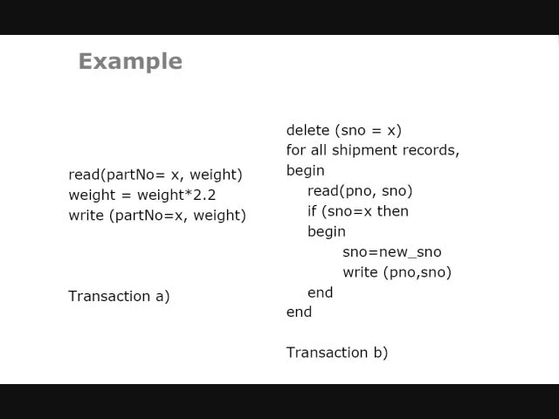I might have another more complex transaction on the other side where I want to delete a supplier. But before I do that, I want to update all of the shipments that are associated with that supplier to a new supplier. In that way, I can maintain referential integrity. Remember that referential integrity is what?